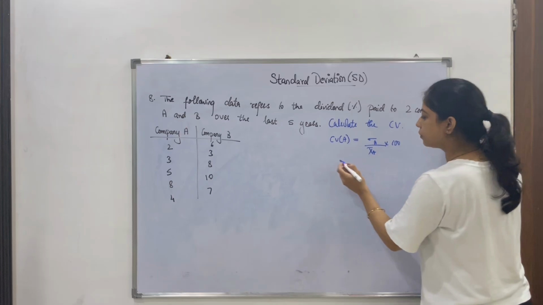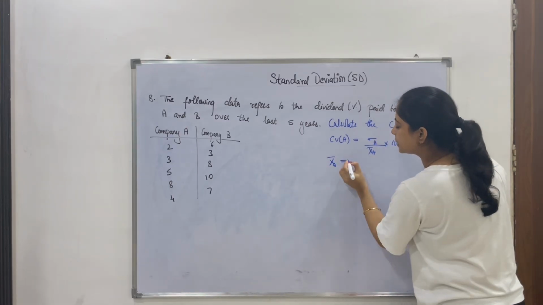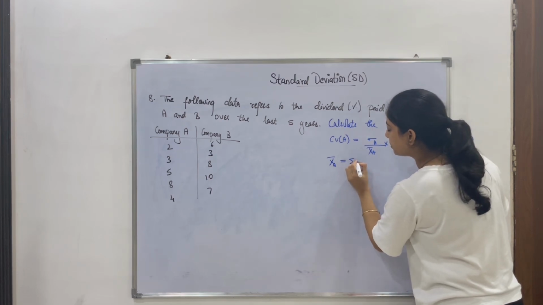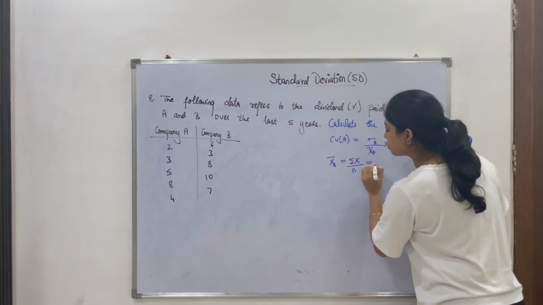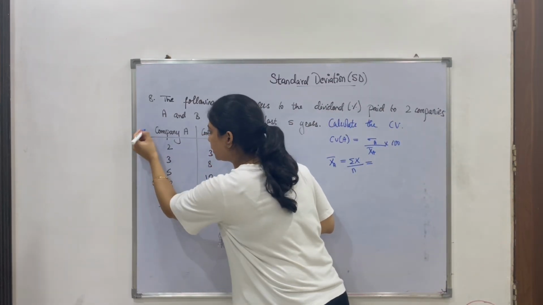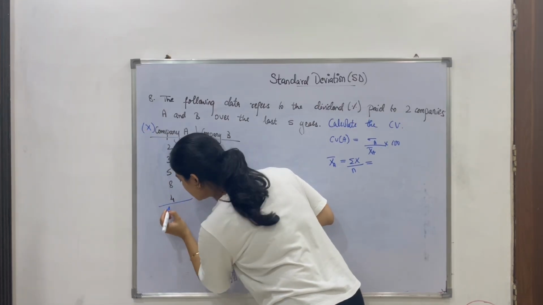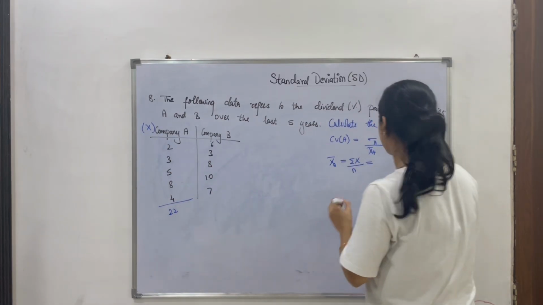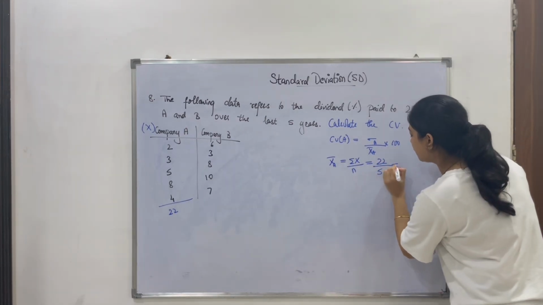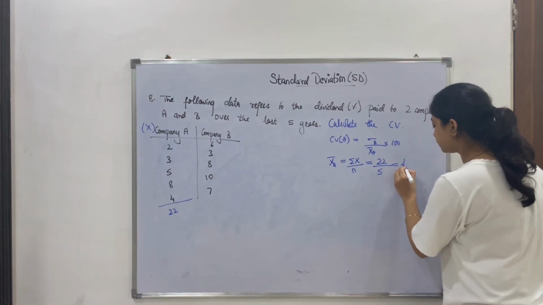So, let's start off with the mean. Mean of company A, since it is raw data, single series, so that is summation x upon n. So we need to take the total of company A. This is nothing but your x values. So the total is 22. So 22 upon how many numbers we have? 5, divided by 5. So the mean of this is 4.4.